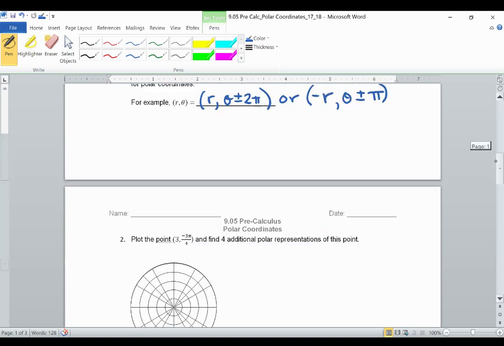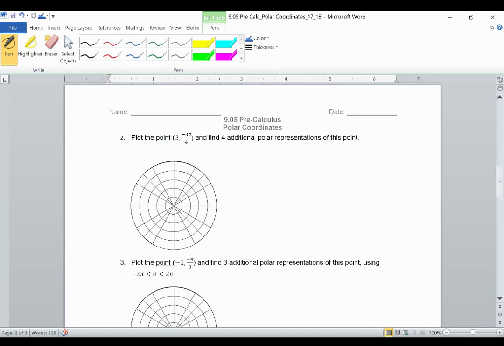Okay, so number 2 says plot the point and then find 4 additional polar representations of this point. All right, so let's start by plotting it. First, we're going to go to negative 3 pi over 4. So if it's negative, we're going to go down. So this is negative 1 pi over 4. And then here's negative 2 pi over 4, or negative pi over 2. Then we have negative 3 pi over 4.